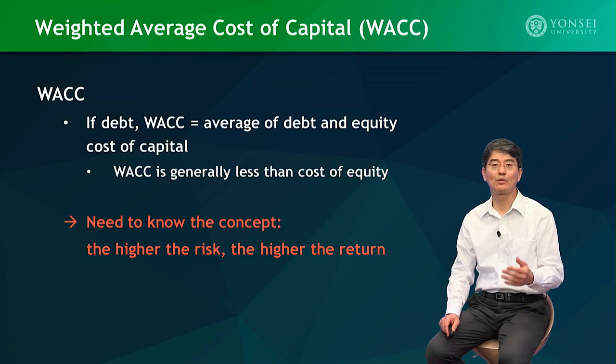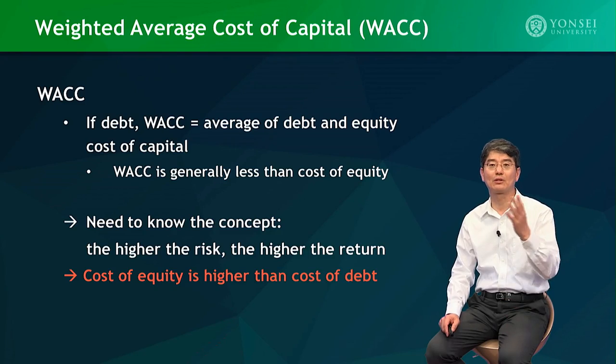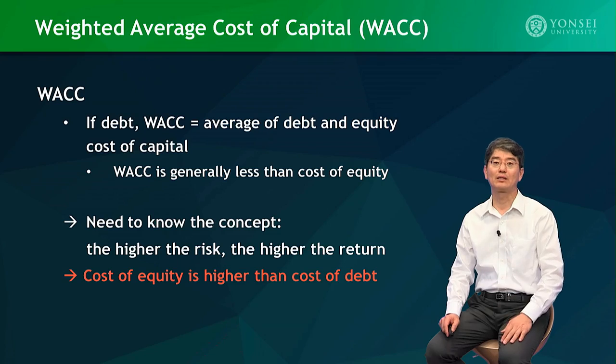Here we need to know this concept that the higher the risk, the higher the return. We all know that any project with higher risk should have higher required return. If a riskier project does not provide ex ante higher return, nobody will take the riskier project. Thus, we apply this concept to the cost of debt and equity. The cost of equity is higher than the cost of debt because equity holders require higher return than debt holders since equity is riskier than debt.